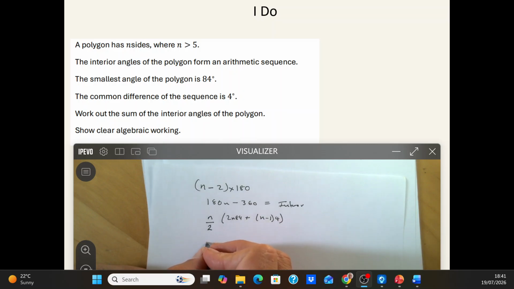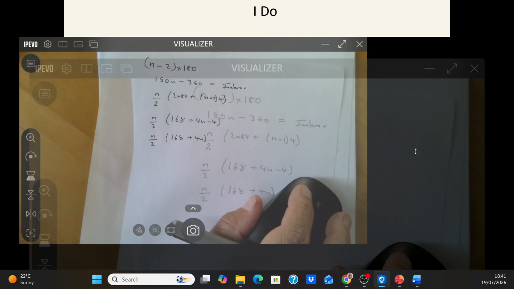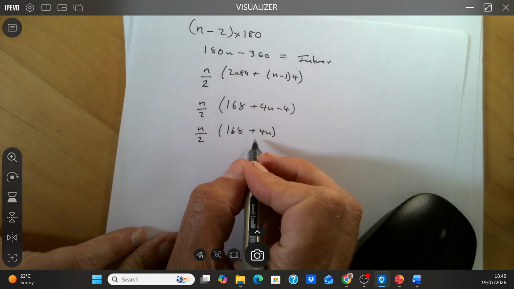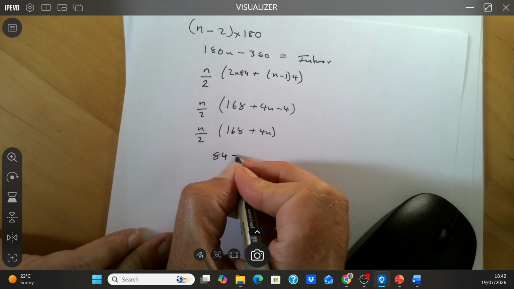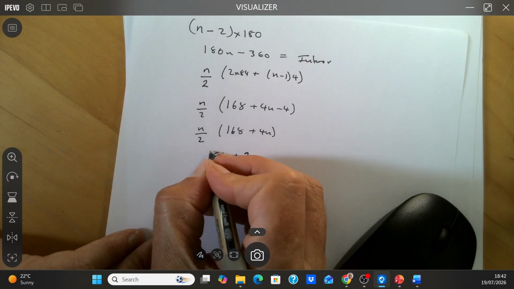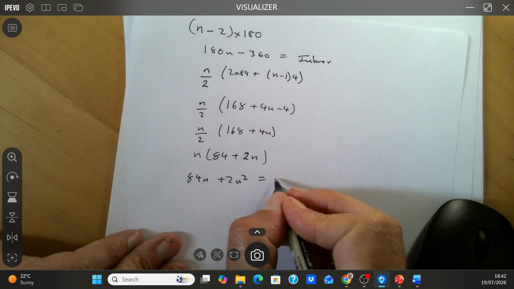So that gives me n over 2 times 168 plus 4n minus 4, which becomes n over 2, 164 plus 4n. Just make this bigger while we work through this. That becomes 84 plus 2n times by n, so that's 84n plus 2n squared. This is interior.